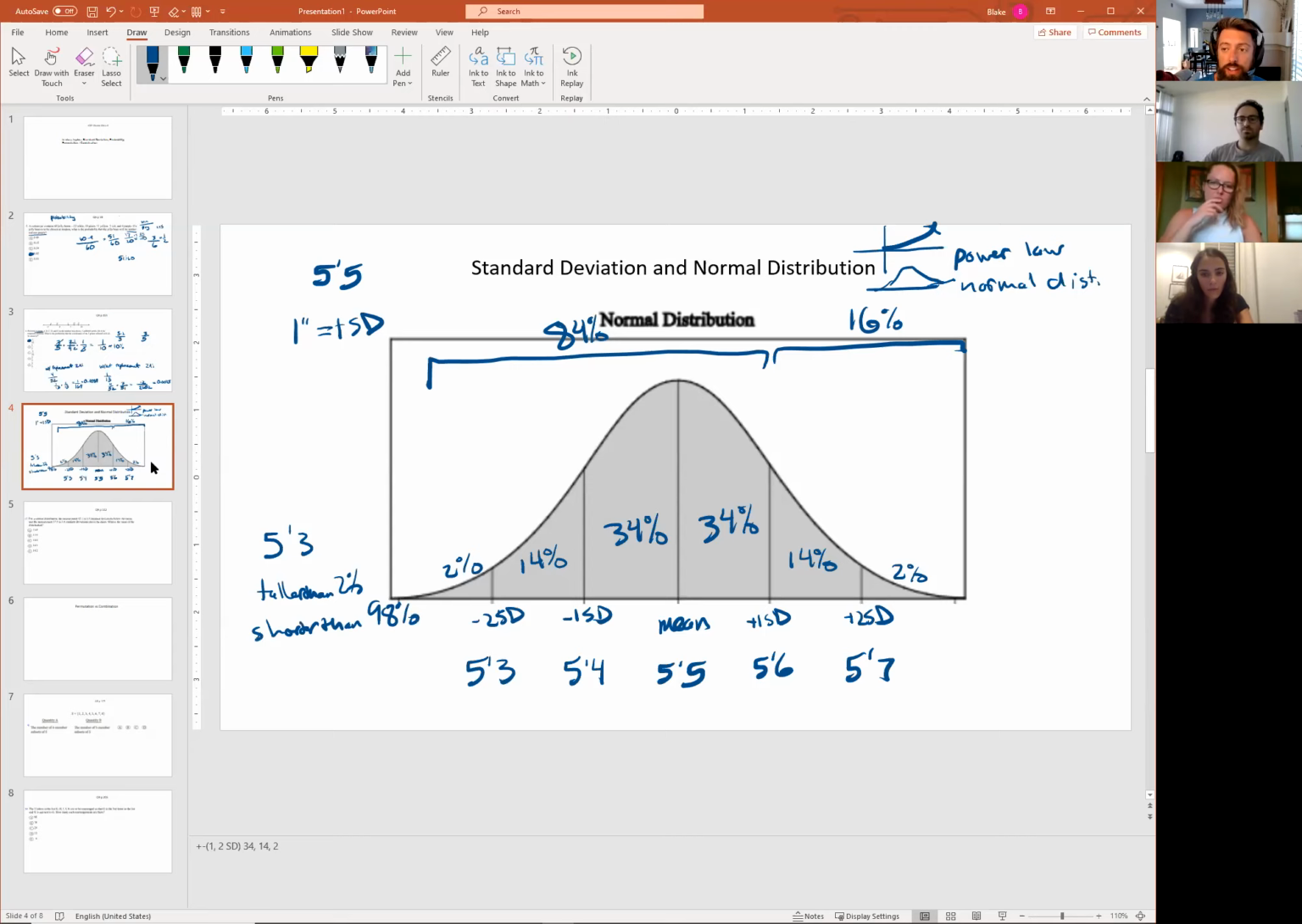So another thing that you can do is estimate pretty well where someone is. Let's say that we have a woman who's 5'6.5", okay? So that's around here. If we were to break that up perfectly, we could say, oh, well, 2% plus half of 14 is 9%, right? And so then we have 91%. So they're in the 91st percentile.